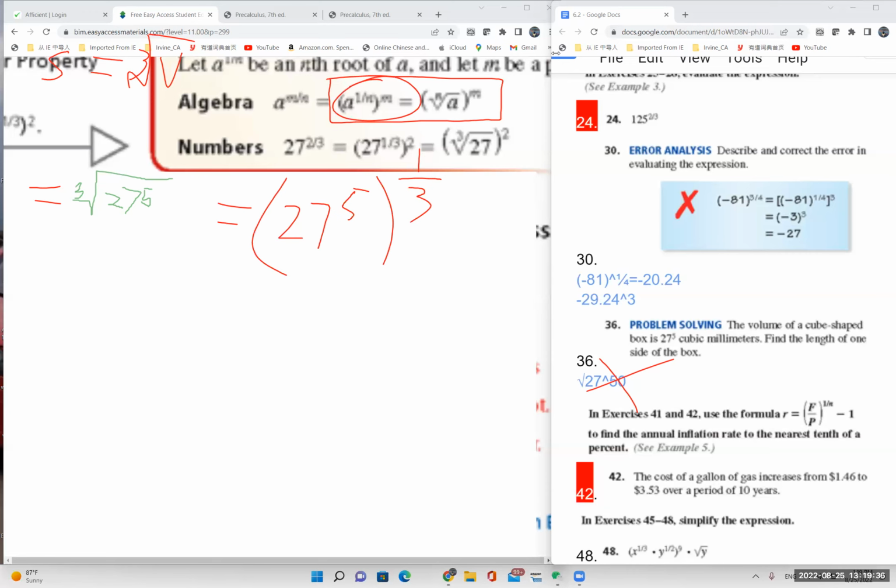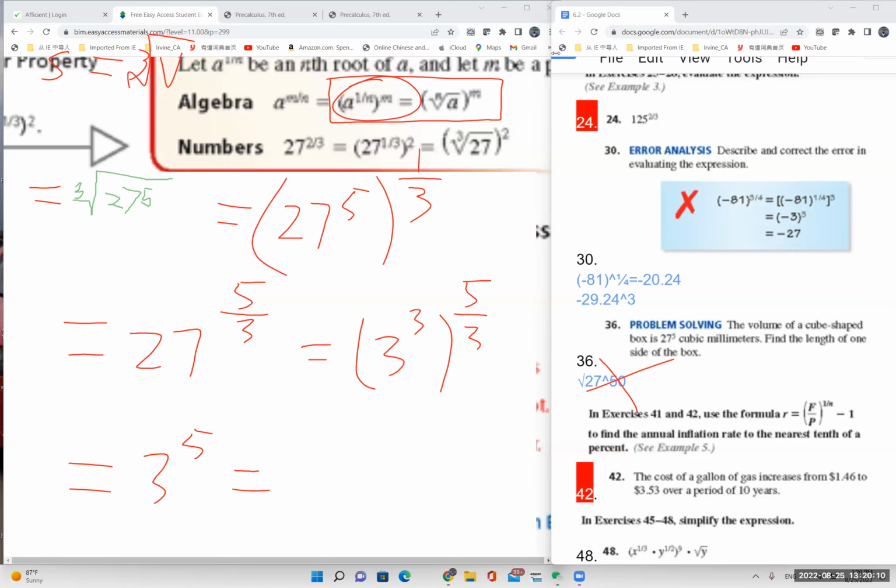Okay. Then keep going. It means 27 to the 5 over 3, right? Okay, 27 is not a prime. So we can do a prime factorization. Anyway, it means 27 equal to 3 cube, right? Then keep going. 3 times 5 over 3, you get 3 to the fifth power.